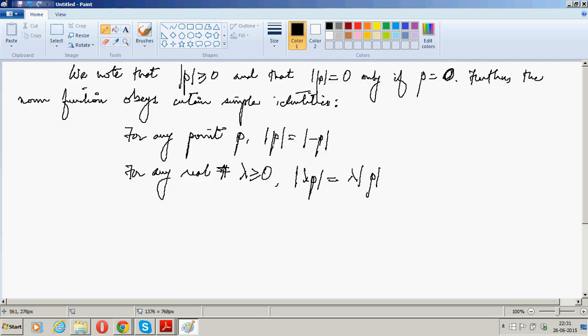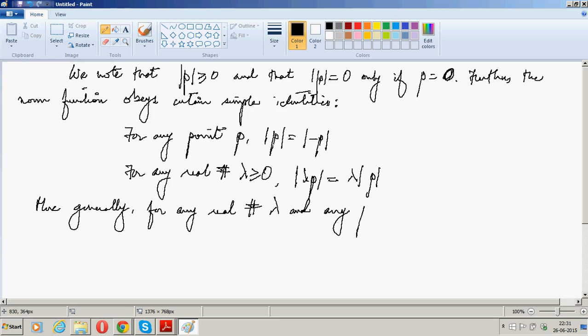More generally, for any real number lambda and any vector p, or rather any point p, mod lambda p equal to mod lambda times mod p. So here what we have done is, okay, I will reserve the comment for later.